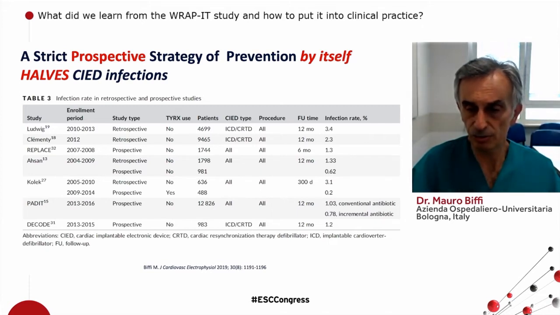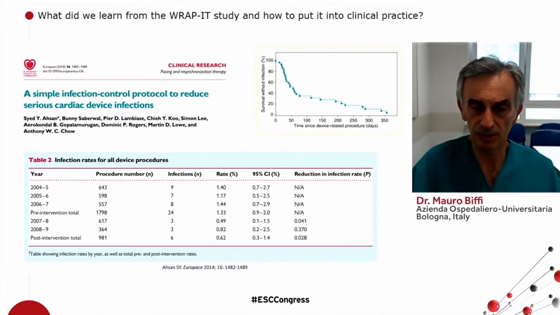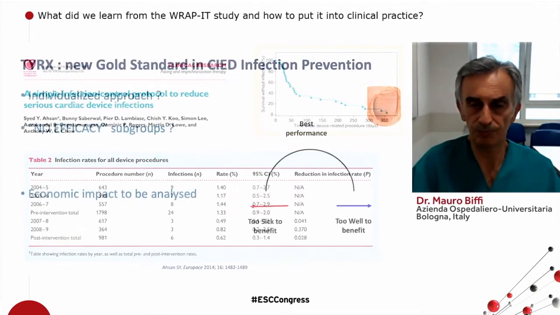halves the infection rate. This was observed in very complex devices and procedures, just like those of the ROPID trial, with the same infection rate as in the control arm of the ROPID. And once you observe what happens after an audit takes place in a center, the infection risk, already being very low, nearly halves by strict adherence to a preventative strategy.